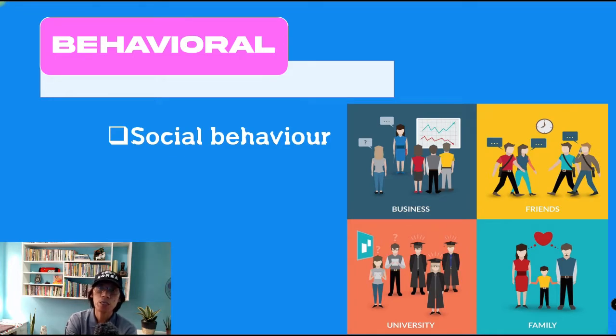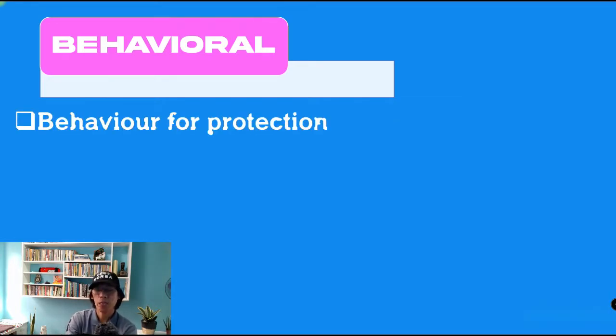In universities, like when you are doing some online schooling, you are required to, of course, obey the rules, comply with the requirements of the teachers, and work as a good team player during projects. And in the family, you are expected to support, care for, and love the members of the family and obey your parents and be a good son or a good daughter. Those are social behaviors. What about behavior for protection?